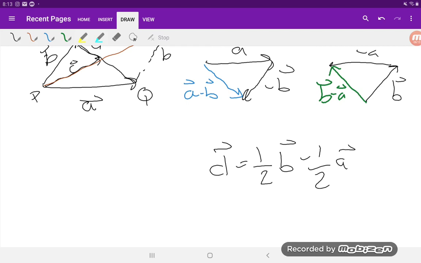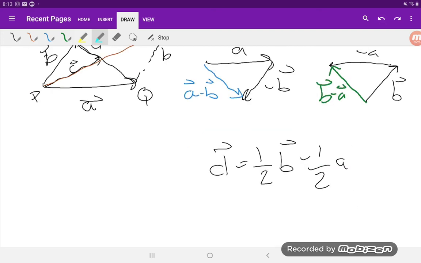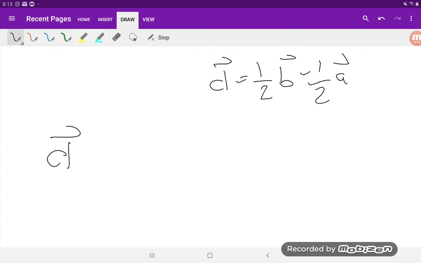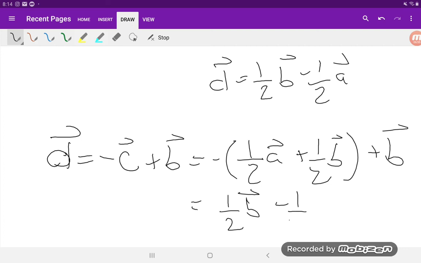Now, another way you could have done this was realizing that you can get to vector D by going in the negative C direction and then adding vector B. So the other way we could do this is to say vector D is equal to negative C plus B, which equals negative, we know this was 1/2 A plus 1/2 B, plus B. So we'll end up with a positive 1/2 B minus 1/2 A. And that gives us the same answer.